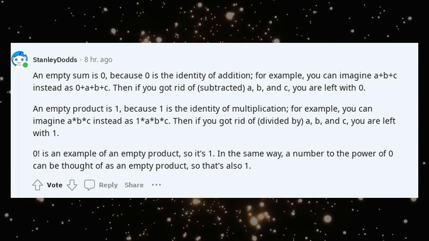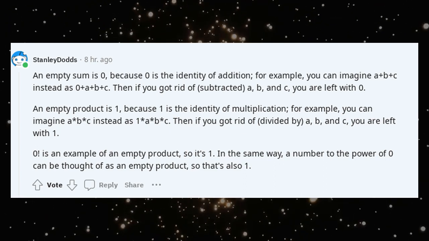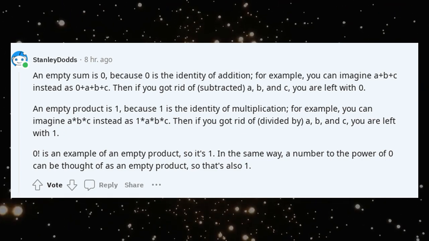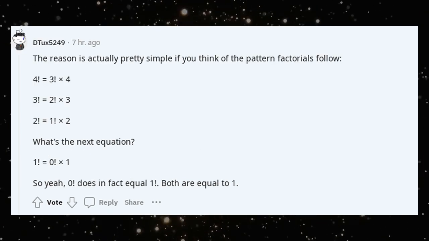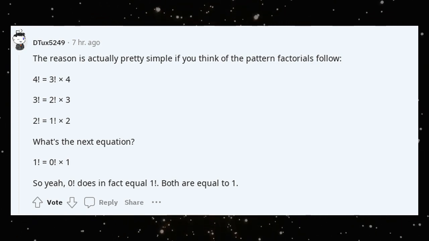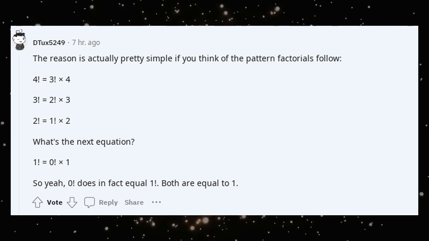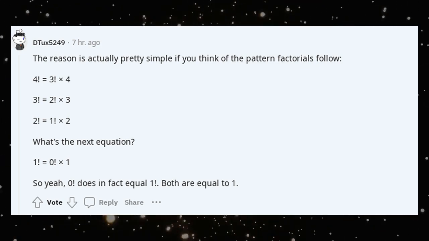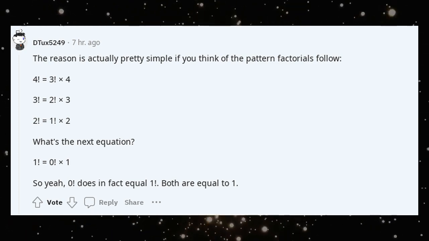0! is an example of an empty product, so it's 1. In the same way, a number to the power of 0 can be thought of as an empty product. So that's also 1. The reason is actually pretty simple if you think of the pattern factorials follow. 4! is 3! times 4. 3! is 2! times 3. 2! is 1! times 2. What's the next equation? 1! is 0! times 1. So yeah, 0! does in fact equal 1. Both are equal to 1.